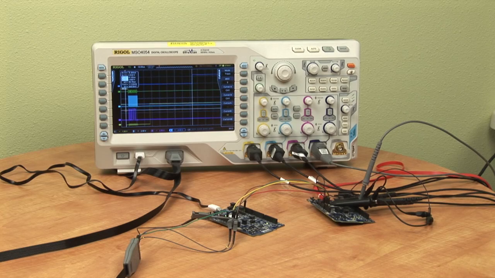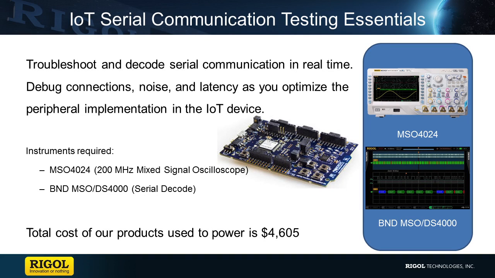In summary, when debugging serial communication on your SPI bus for your IoT device, you want to look at important things like the connections, noise, and latency. You want to do decoding, as well as look at the analog signals themselves. All these techniques help you to improve both the efficiency and optimize your peripheral implementation for your IoT device. Today we used a 4000 series mixed signal oscilloscope, and the serial decode as part of the bundle pack.